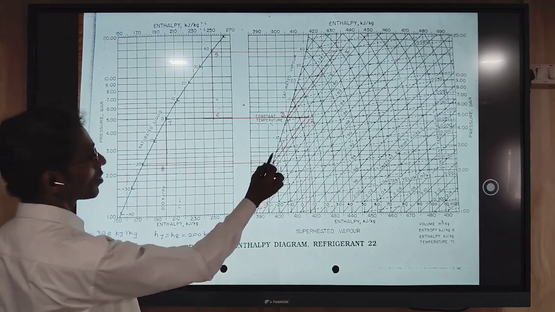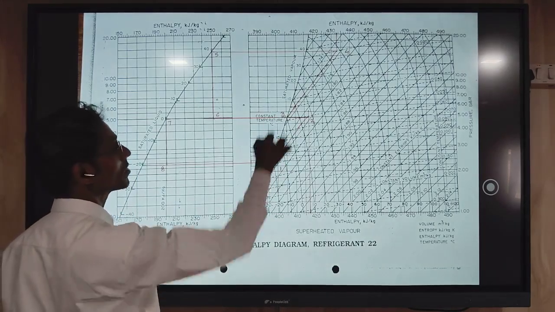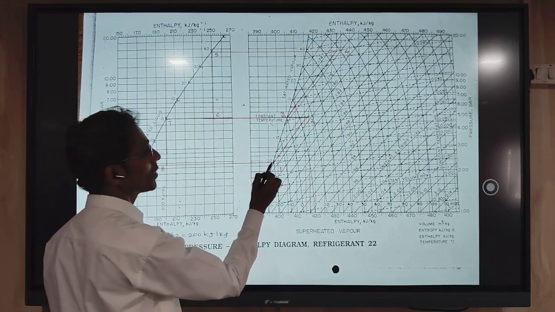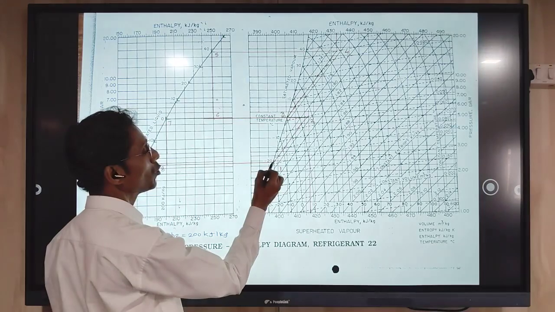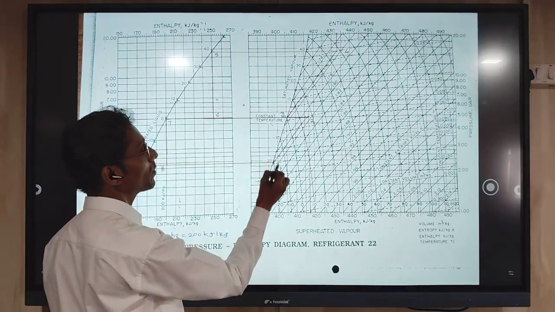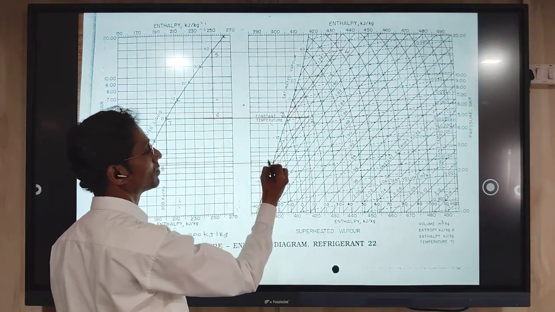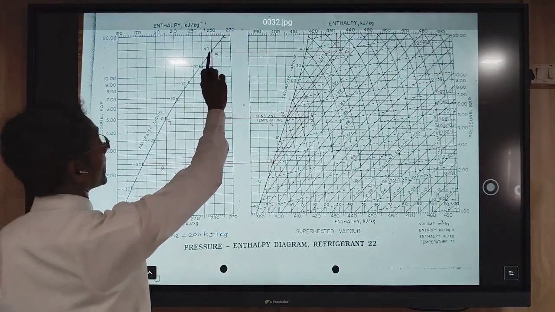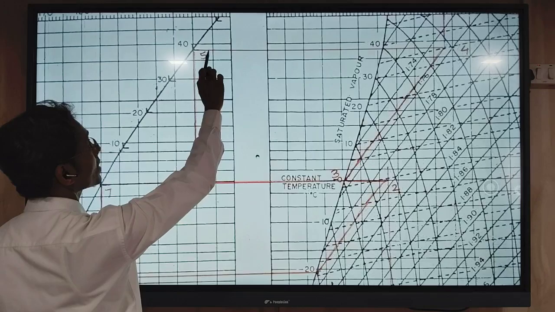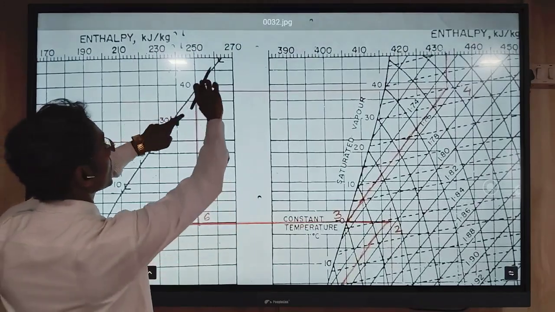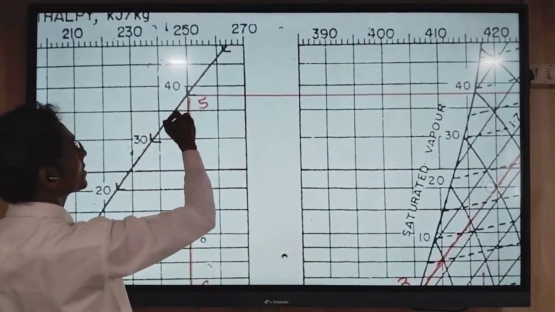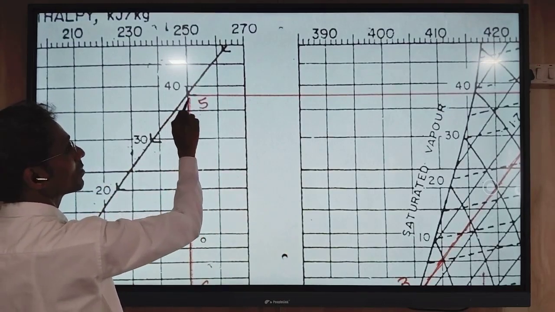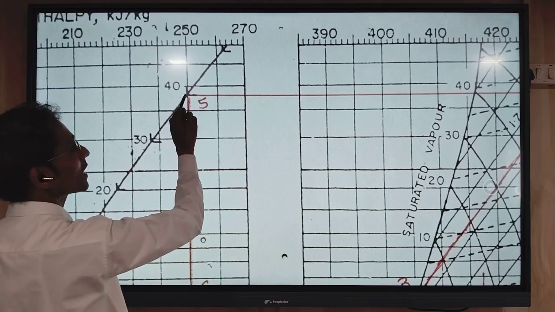So on the right side, on the saturated curve, this is the vapor line and this is the liquid line. On the vapor line at minus 20 degrees Celsius you locate the point, that is the entry point of the low pressure compressor C1. We located this point number 1. Then on the condenser side, ambient temperature is given as 40 degrees Celsius. So on the saturated liquid line at 40 degrees Celsius, you locate point number 5, that is the exit of the condenser.